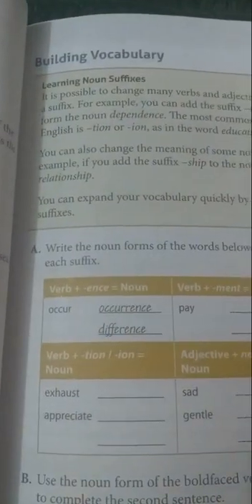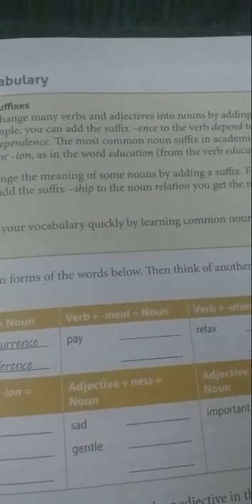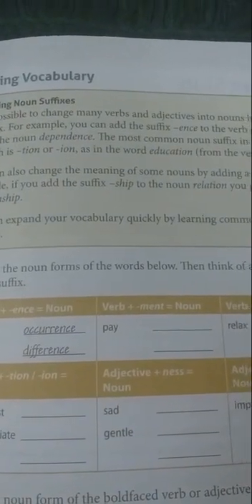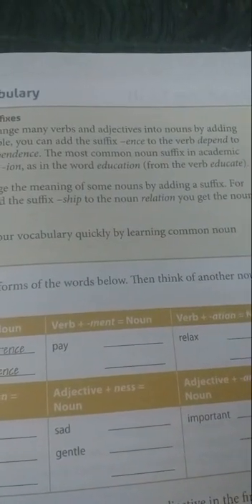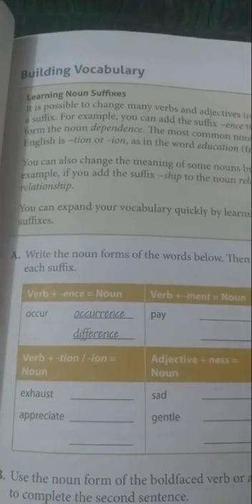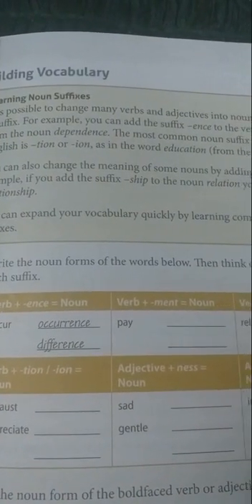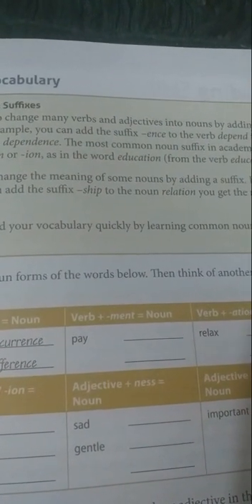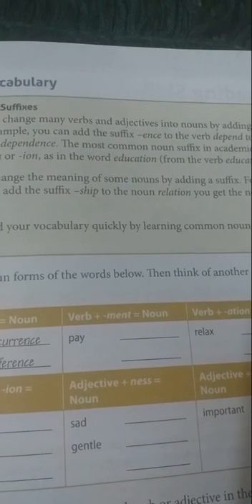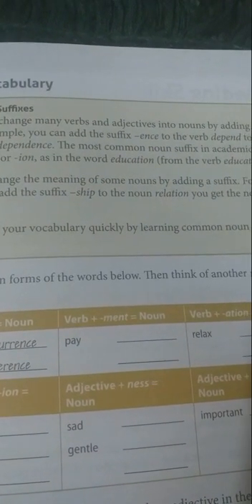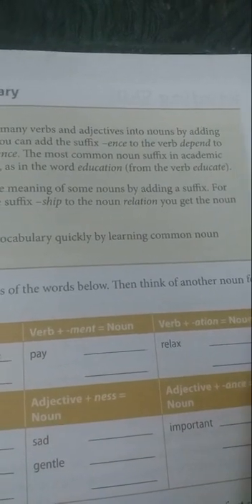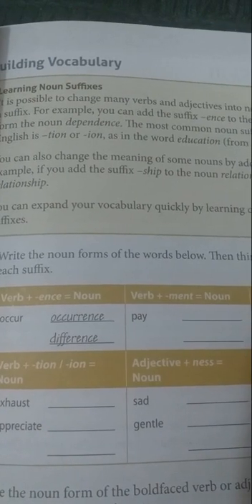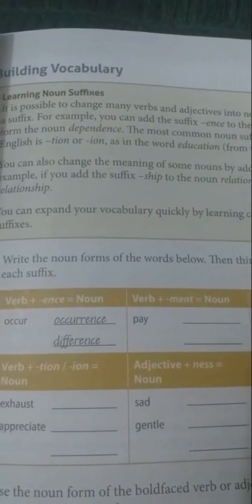Okay. You can also change the meaning of some nouns by adding a suffix. The meaning of the noun changes by adding the suffix. So for example, if you add the suffix ship to the noun relation, relation is already a noun, but its meaning will change, and it becomes relationship. Both of them are nouns but the meaning of each one differs from the other.